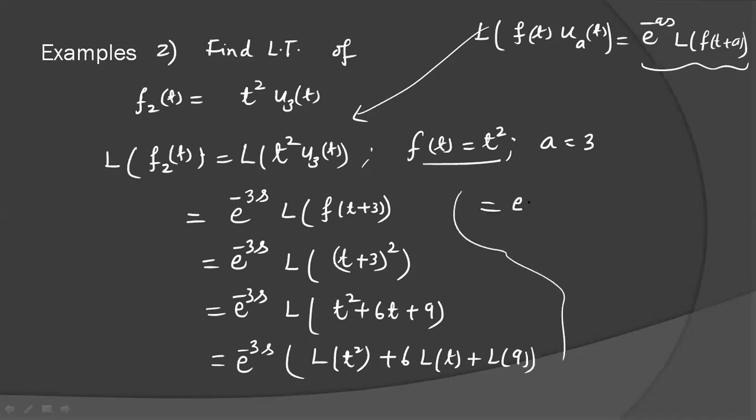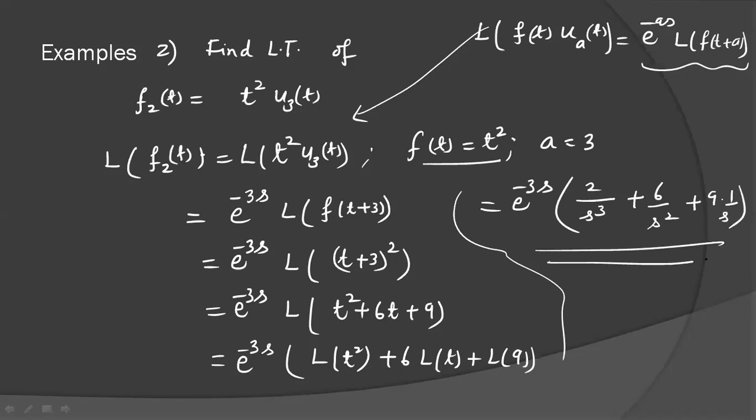It will become e to the power minus 3 times, as Laplace of t square is 2 over s cube, plus 6 times Laplace of t, which is 1 over s square, plus Laplace of 9, which is 9 into 1 over s. So this is the Laplace of the given function.